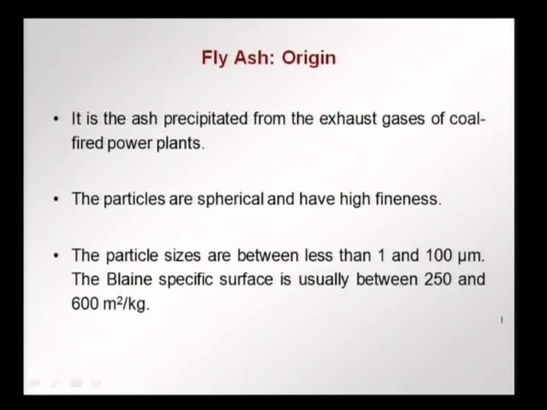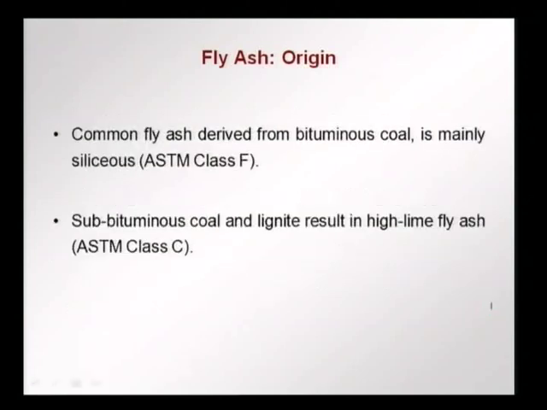The other mineral admixture that we use very often is fly ash. Fly ash is obtained from the burning of coal in power plants. It is the ash that precipitates from the exhaust gases of coal fired power plants. These particles are spherical and have very high fineness. The particle sizes range between 1 and 100 microns. The Blaine specific surface ranges between 250 to 600 meter square per kilogram, a little bit finer than cement.